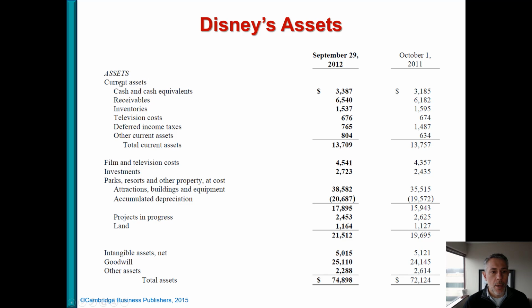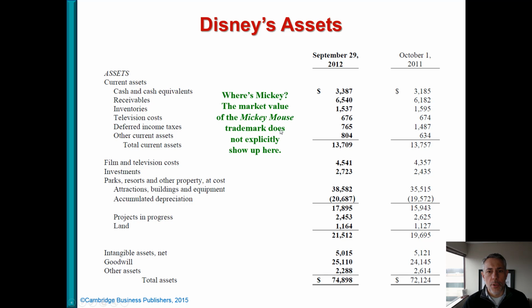Again, broken down by current assets, total current assets at $13 billion. You have television costs. Not exactly sure what that would be. If Disney was your target company, one of your challenges would be cracking open that 10-K and finding in the footnotes some more detail about each of these assets so that you knew exactly what it was, how it was recorded, and any assumptions that go into that.